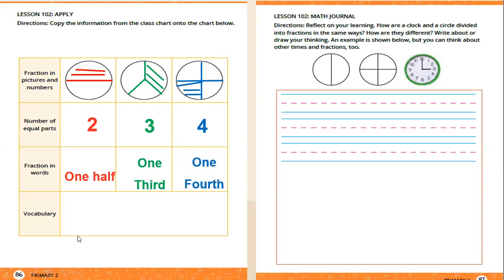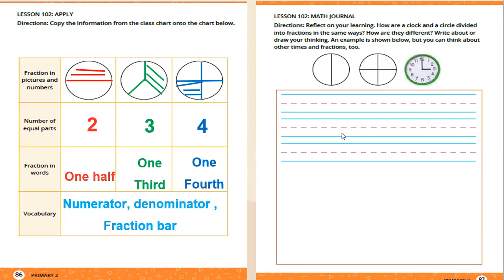1/4. Bravo. The vocabulary we learned about fractions: we learned that we have numerator, denominator, and fraction bar. Numerator is the number at the top. Denominator stands for D for down, the number at the bottom, and the fraction bar.